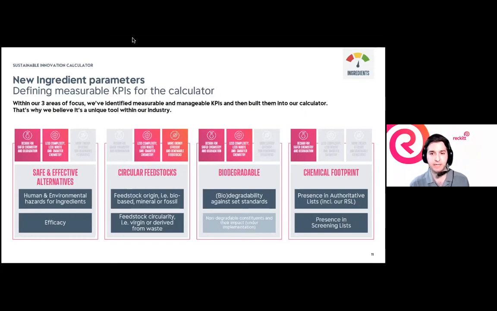The third is around biodegradability, which is fairly self-explanatory, but most of our products do end up going down the drain, so to speak. So they end up in the environment. Therefore, biodegradability is a very important measure. And finally, we incorporate chemical footprint into the calculator as well. So this is looking at external lists to understand where there might be an authoritative pressure, whether it's a developing policy area, but also looking at the screening lists so that we can understand the future potential impact on our products as well.